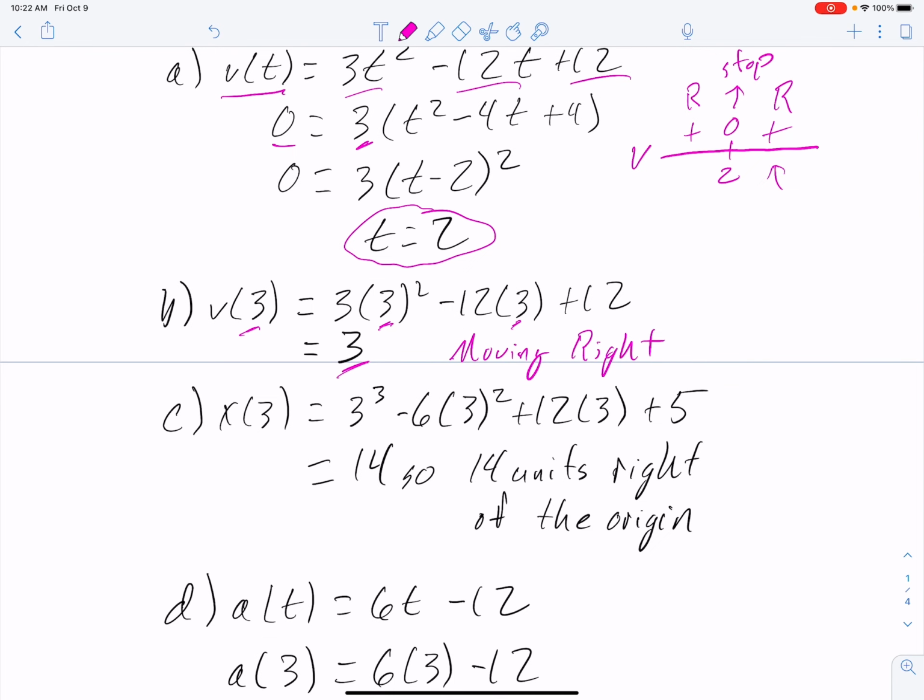It wants to know position in part C, so I substitute 3 into my position function, and again I've got to write out this little phrase that expresses I am to the right of the origin because I got a positive answer. How far to the right? 14 units to the right of the origin.